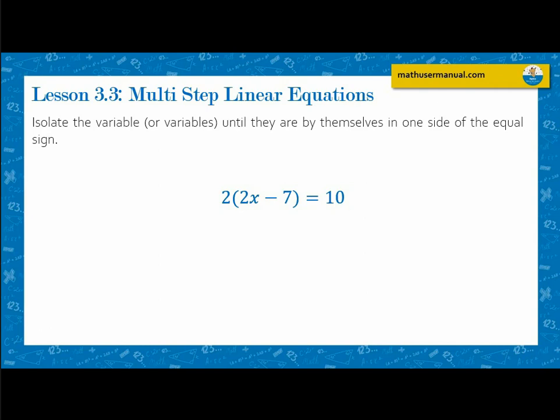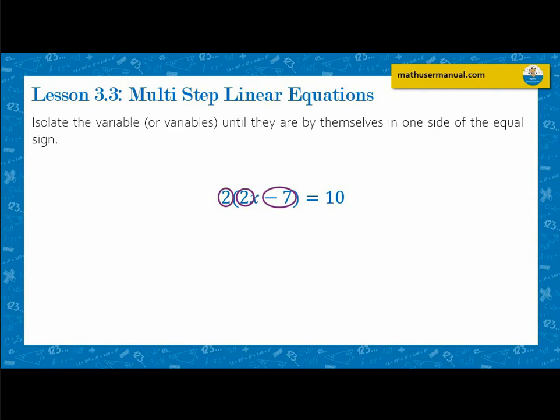Following the ideas we learned on lesson 3.2, we can now move on to multi-step linear equations, which, as the name says, is when we need many different steps to solve for the variable in the equation. Let's look at the equation we have on the screen. The goal is still the same. We're trying to isolate that x, which currently is not isolated because we have a 2, a -7, and another 2 outside of the parentheses.